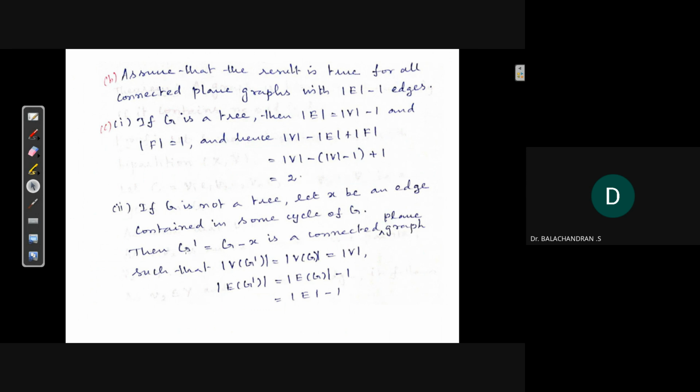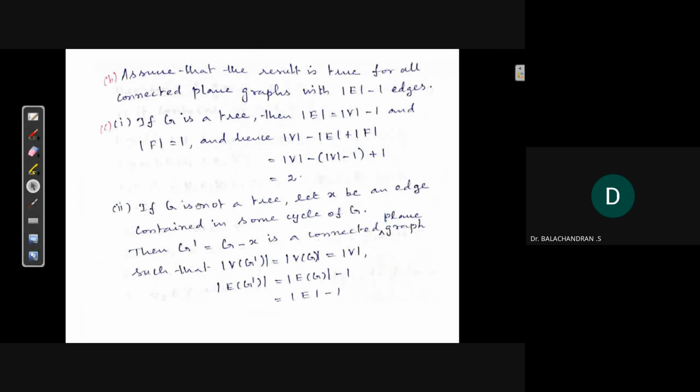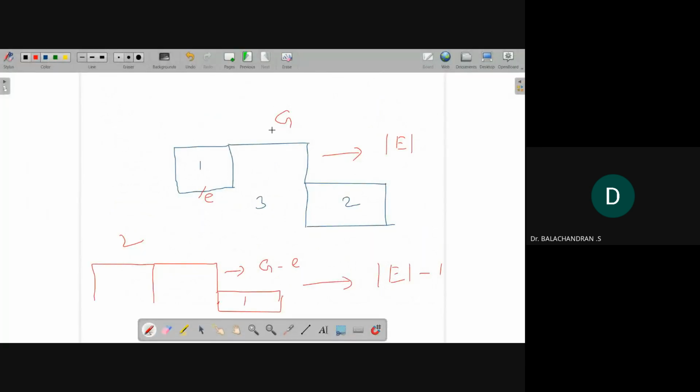G dash contains how many edges? The cardinality of E minus 1 edges. So for the graph G dash, Euler's theorem is true. One more observation: the number of vertices in G dash is the same as what? Sorry, this is G dash. G dash is equal to what?